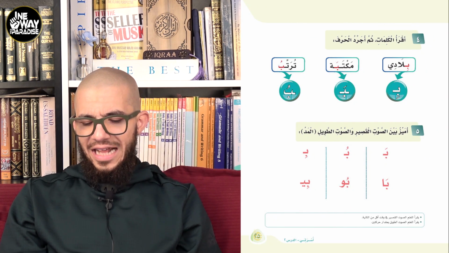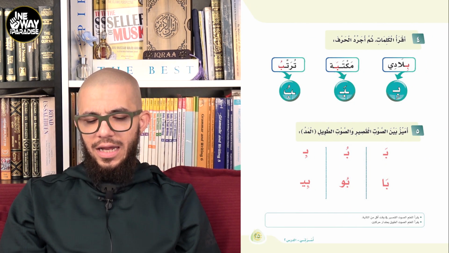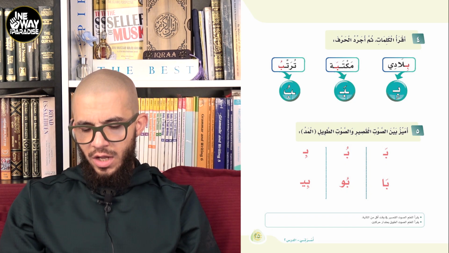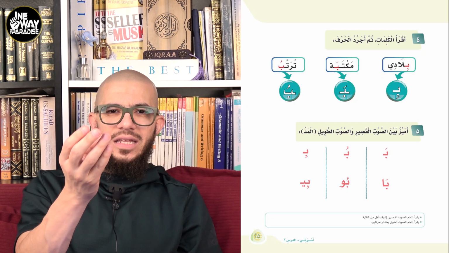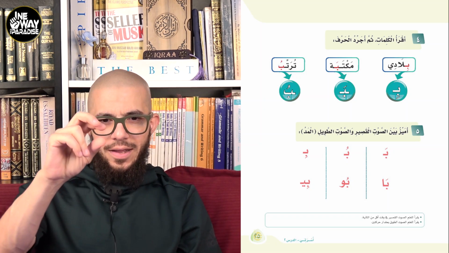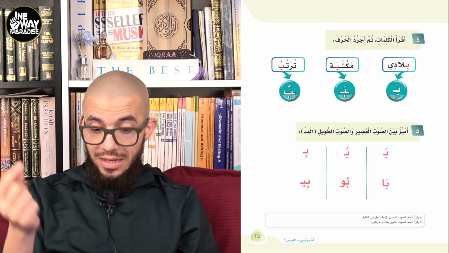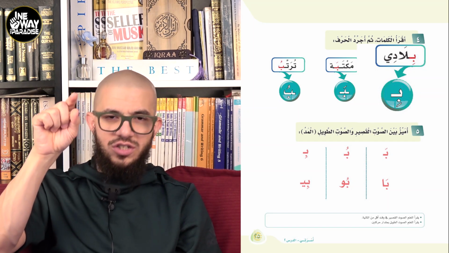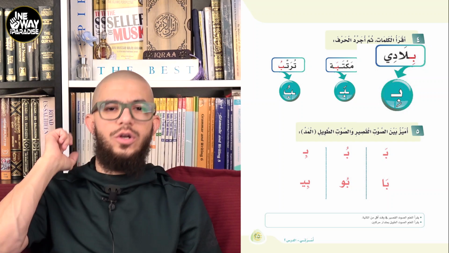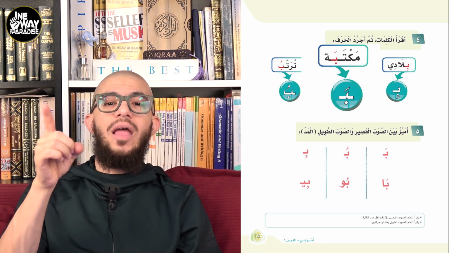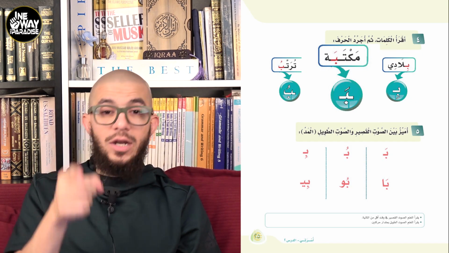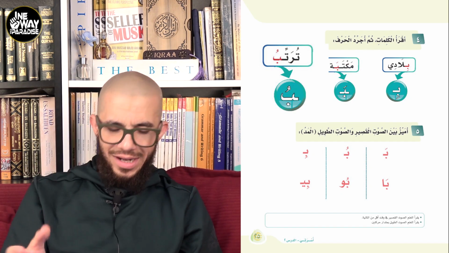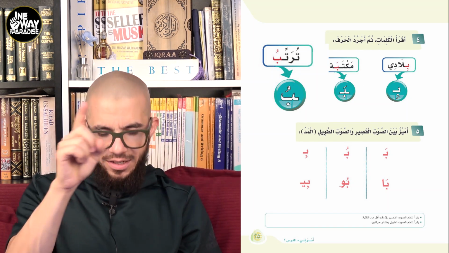The fourth aspect of this class is: I read the words and then extract the letter. So I will read the words and basically take out or extract the letter. So biladi, look how the ba is written with a kasra at the bottom, which is the diacritical sign of the e sound, which we learned in the first lesson. Then you have maktaba, you have the ba written in the middle of a word with the fatha on top. And turattibu, which is to organize, we have it with a bu at the end with a dhamma.